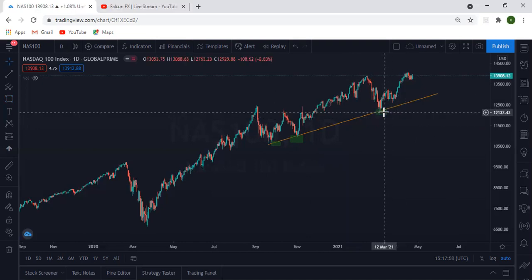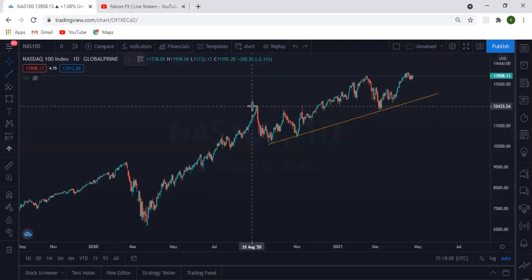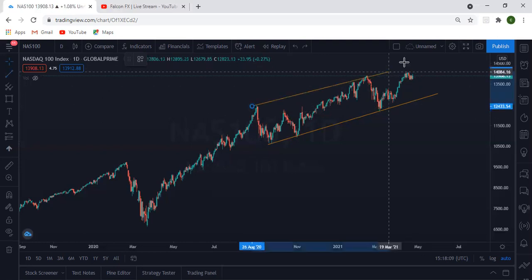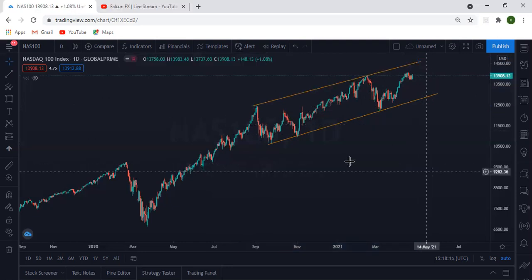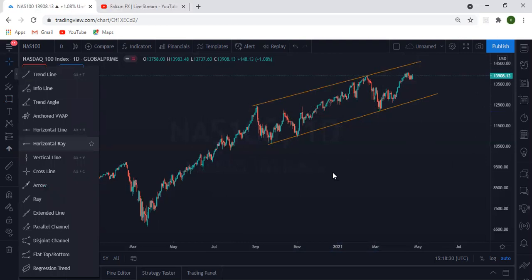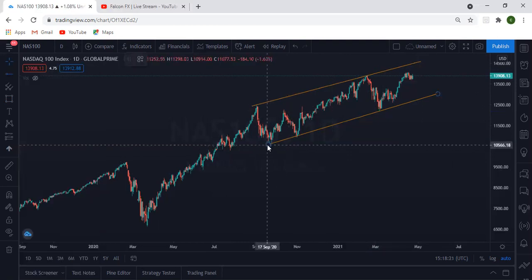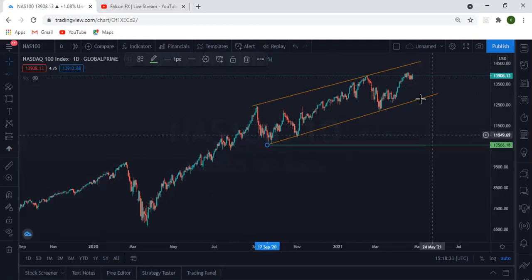So let's erase this. For the people who are trading channels, you can take your trend line and put it somewhere around here, and then we have a channel like this. Only if we break our channel, our targets are around about here.